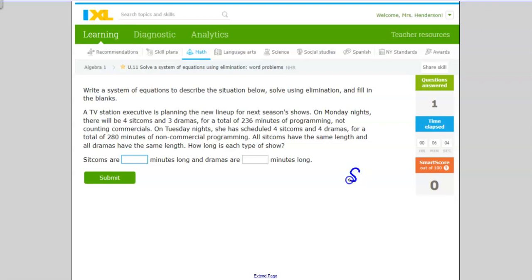So maybe you want to use S for length of a sitcom, and maybe you're going to use D for length of a drama. Right? You don't have to use X and Y.